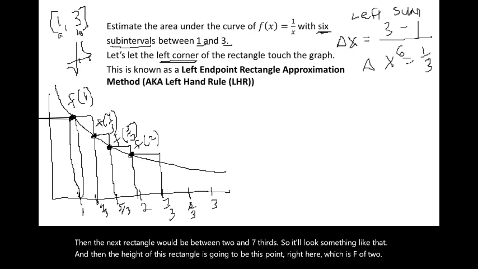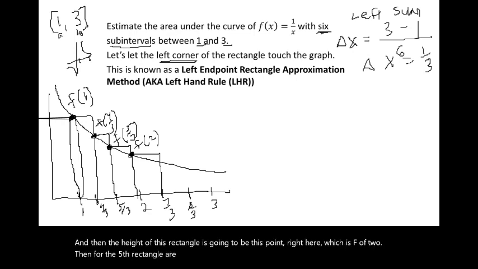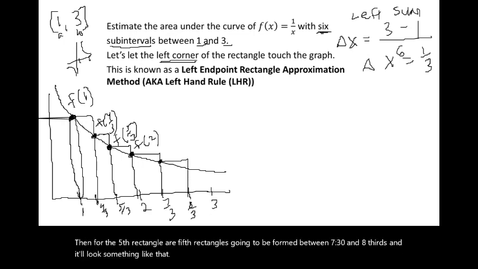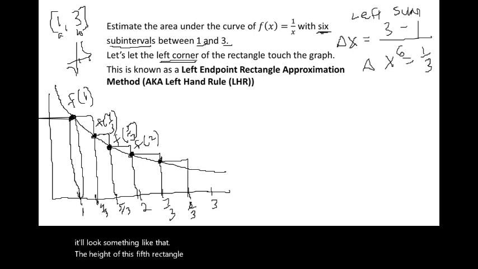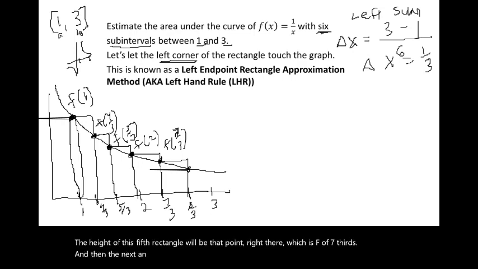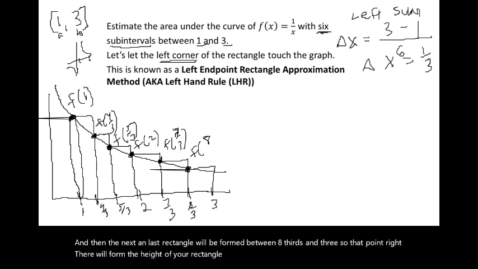Then for the fifth rectangle, our fifth rectangle is going to be formed between 7/3 and 8/3, and it'll look something like that. The height of this fifth rectangle will be that point right there, which is f of 7/3. And then the next and last rectangle will be formed between 8/3 and 3. So that point right there will form the height of your rectangle, and that is f of 8/3.